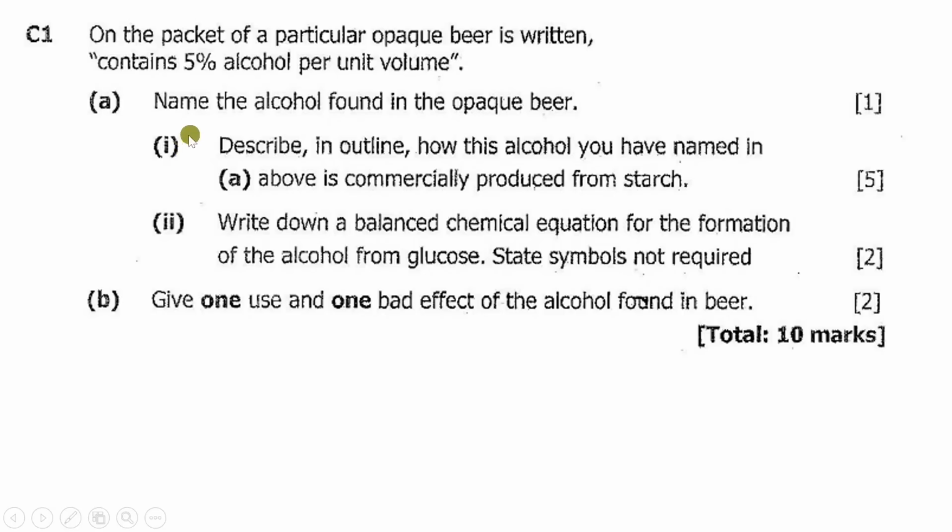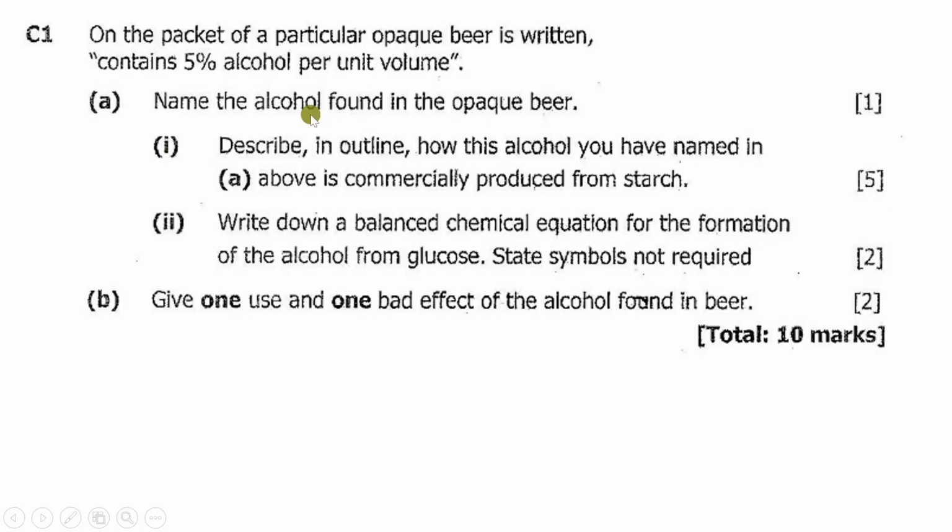Then A. So here they made a mistake. If they said A, name the alcohol found in the opaque beer, they cannot again give Roman numeral 1. They should have just said B, then Roman numeral 1 may be described. So then this one should have been C. You say A, you ask a question again, Roman numeral 1 and 2, again a question. No, it doesn't work like that.